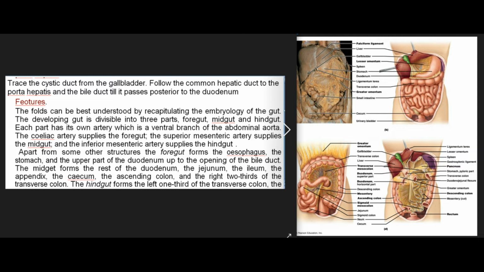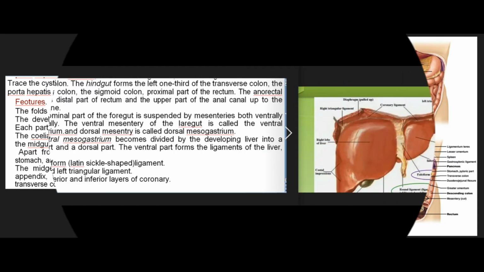Apart from some other structures, the foregut forms the esophagus, the stomach, and the upper part of the duodenum up to the opening of the bile duct. The midgut forms the rest of the duodenum, the jejunum, the ileum, the appendix, the cecum, the ascending colon, and the right 2/3 of the transverse colon.